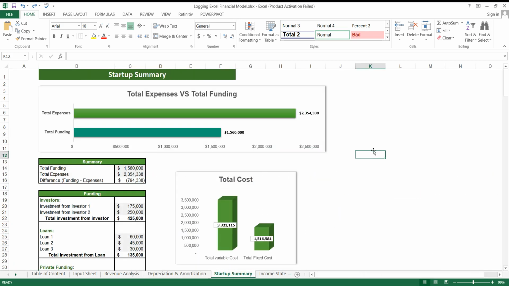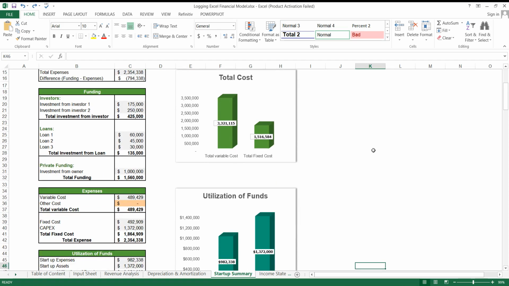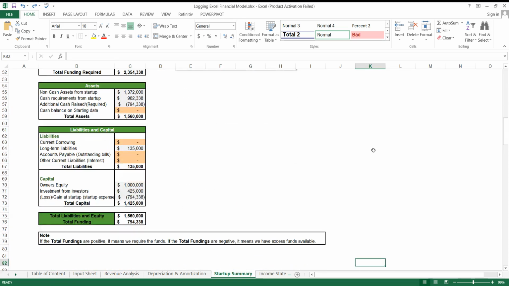Next, we have the startup summary. This sheet provides you and your investors with an analysis of a new startup's investment requirement. It helps the business to present a snapshot of the company to prospective investors and helps to raise capital.